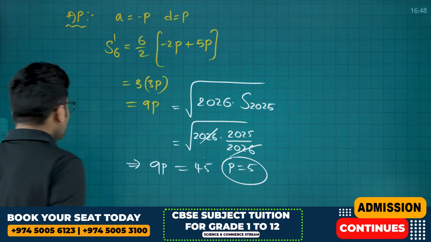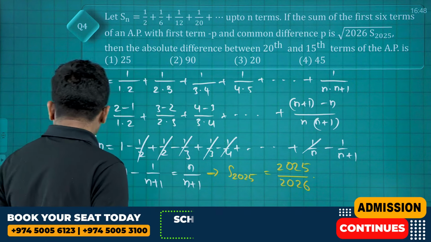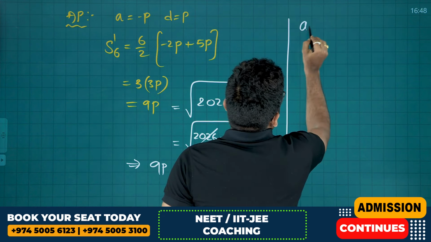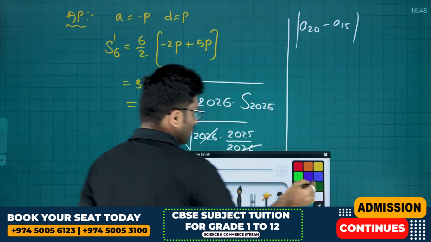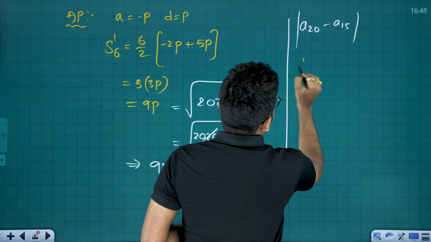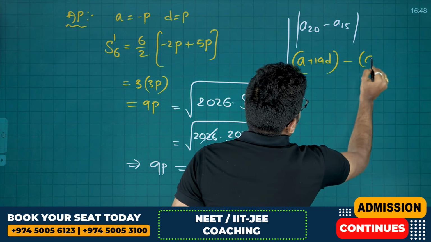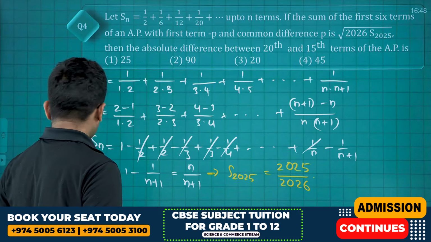Done. What they are asking is the absolute difference of the 20th and 15th terms. So that is A20 minus A15, absolute difference. It shouldn't be negative. So that is what they mean. What is A20 generally? A plus 19D minus the 15th term only.